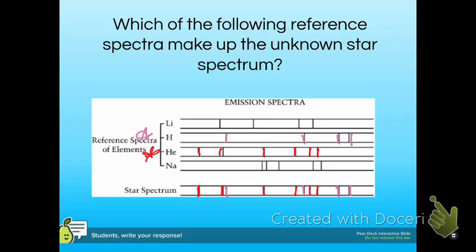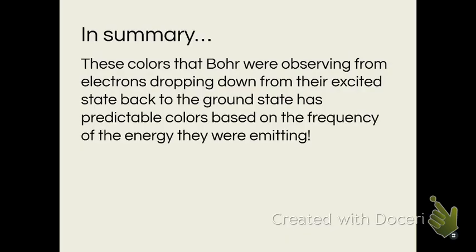And just so you know, they love these on the state test when you take that later on. I don't know why, but they really love them. All right. All that being said, let's summarize this. So these colors that Bohr was observing were from electrons dropping from excited state back to ground state. They release the energy as a photon or a light wave, and we can figure out what color that light wave will be using the wave calculations we learned today.